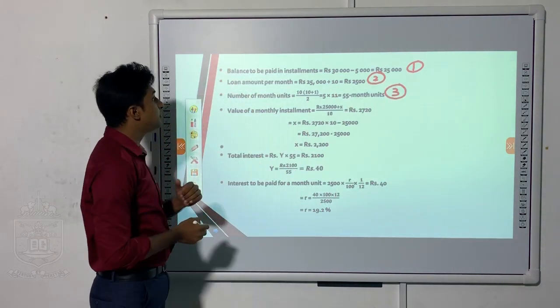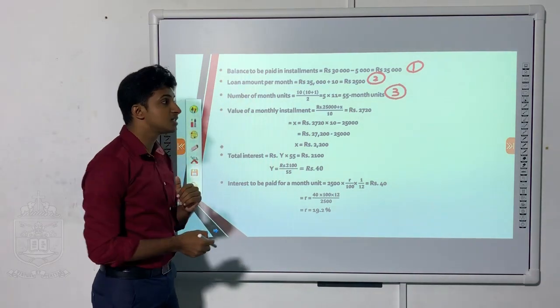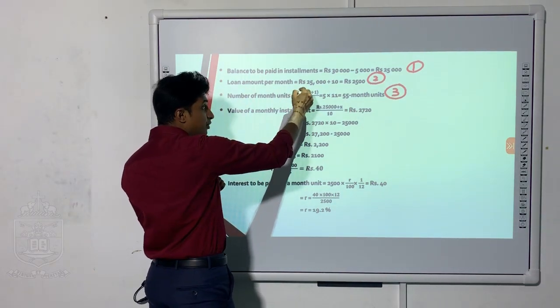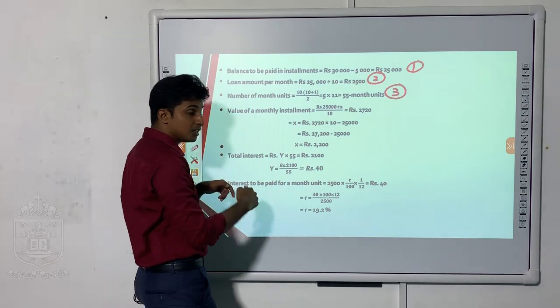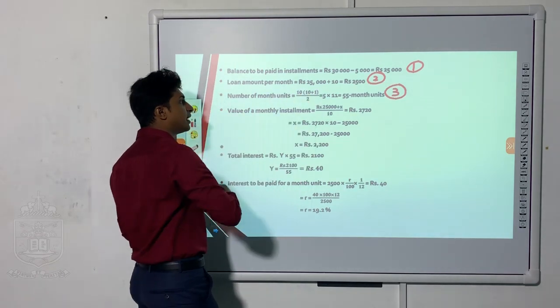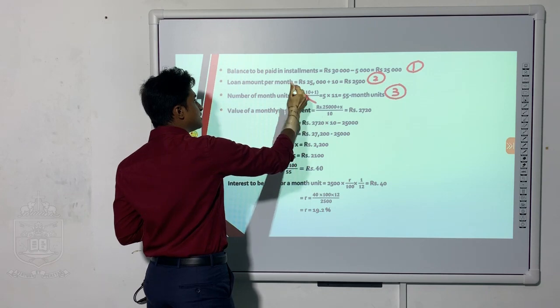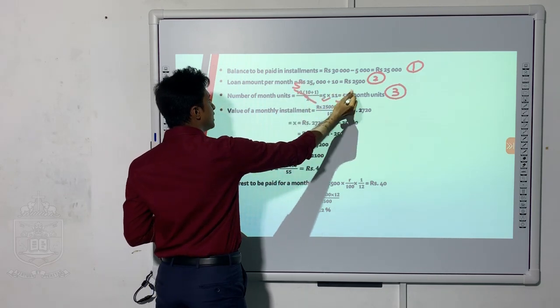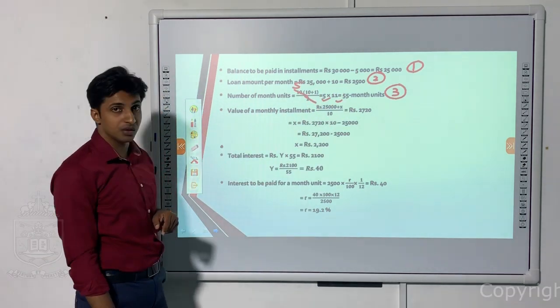In the third step, I'm going to find the number of month units. So N, the number of monthly installments, is 10 in this question. So 10 into 10 plus 1 divided by 2. I have cancelled this 2 and taken it as 5. So 5 into 11, that is 55 month units.